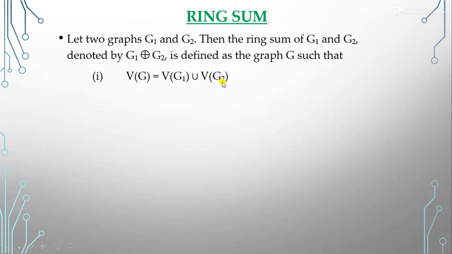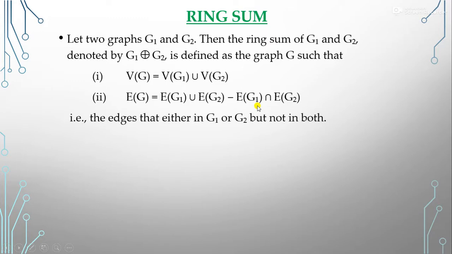And if we talk about the edges, the edges of our required graph are equal to the edges of G1 union edges of G2 minus the edges of G1 intersection edges of G2. It means that we have to exclude the edges in our required graph which are common in both the graphs. So we take the edges that are in either G1 or G2 but not in both.